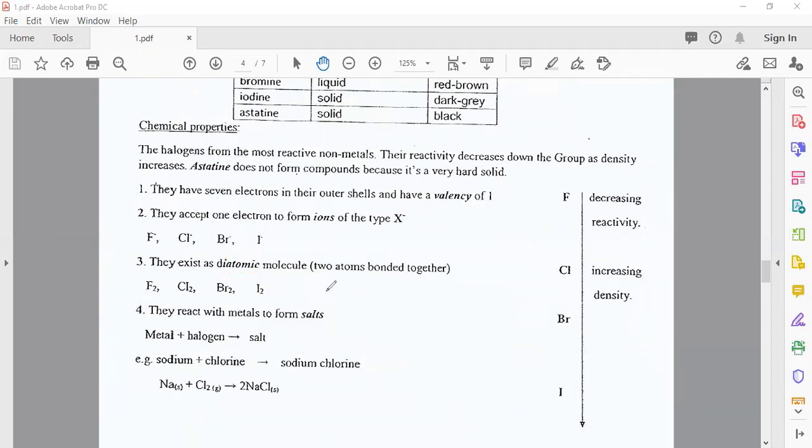Number 4, they react with metals to form salts. As we discussed before, sodium reacts with chlorine and gives you salt. So this is another chemical property.